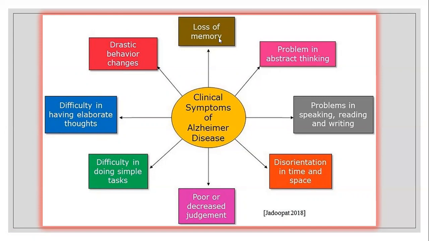Loss of memory, problem in abstract thinking. So they do not know, or they forget how to think critically. Problem in speaking, reading, and writing. Also, disorientation in time and space. Poor or decreased judgment, difficulty doing simple work, difficulty in having elaborate thoughts, or also behavioral change. This is the clinical symptom of Alzheimer's disease.